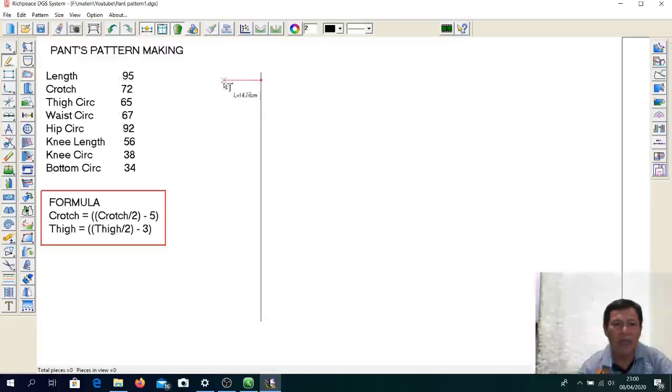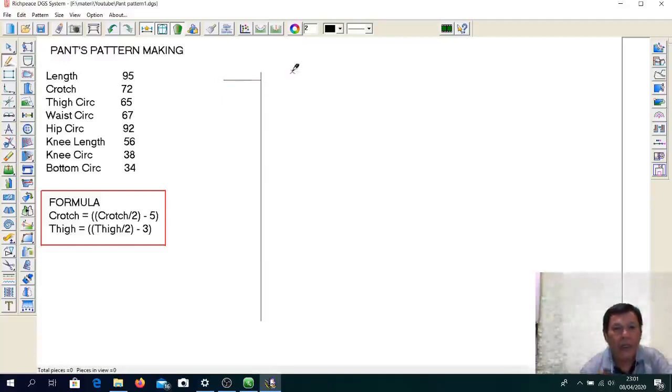This is the limit for the waistband, and then for how many centimeters to the left, I will type the formula. Type here, we see that the waist circumference is 65. So 65 divided by 2, the formula is divide by 2, becomes 32.5, minus 3, so it becomes 29.5, divided by 2. So this is 14.75.